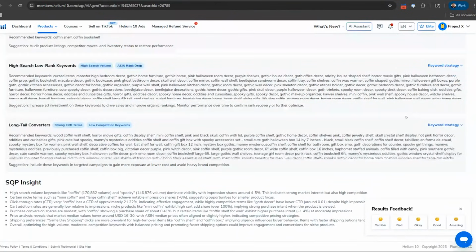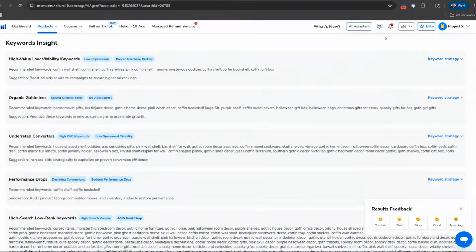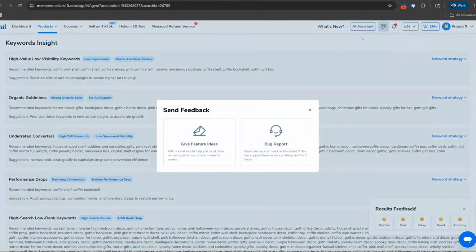So this is another great way to get some quick information on what is doing well for you and what is not doing so great for you in search query performance. This AI analysis. Is there another preset that you might like? Let us know. Do you guys know how to submit tool ideas to Helium 10? Right here at the top of your Helium 10 screen, hit these quotation marks. And once you hit the quotation marks, you're going to hit this button called Give Feature Ideas.